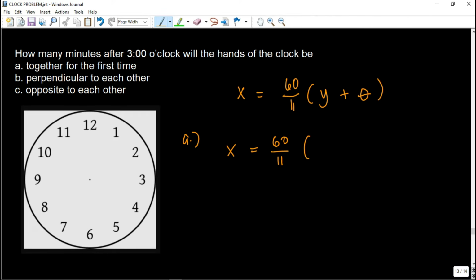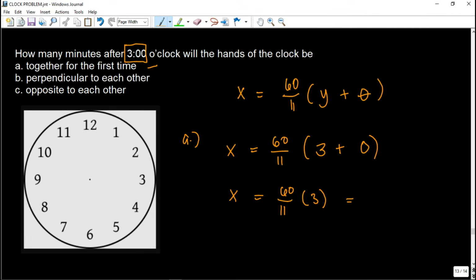Okay, kahit hindi na natin i-drawing or i-illustrate, we can solve this. Okay, what is y in the problem? So that is 3. Okay, that is clock. So 3. So this together the first time. Okay. So if together for the first time, theta is 0. Okay, wala silang angle between them.